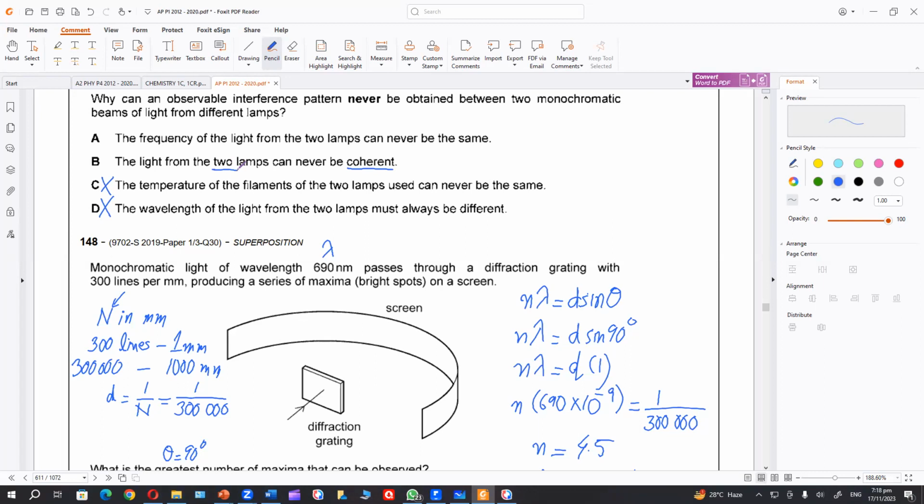Just like when you're driving a car, the front two headlights are exactly identical. Still, you never see an interference pattern in front of your car.